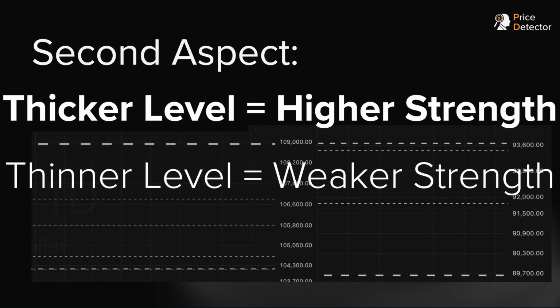The second aspect, the thicker the PD level, the higher its strength compared to the thinner levels in relative terms. So a thinner level will relatively have weaker strength. It will be a weaker liquidity zone than, let's say, a thicker level. You could have higher confidence that a thicker level will actually act as a stronger support or resistance line when price tries to attack that level.